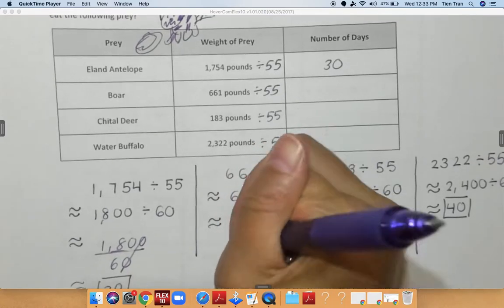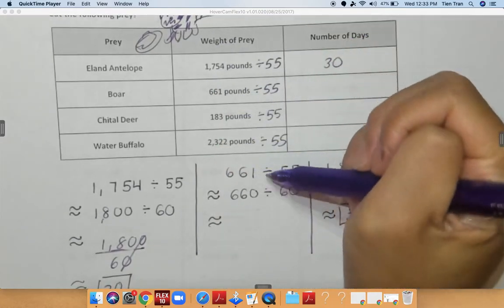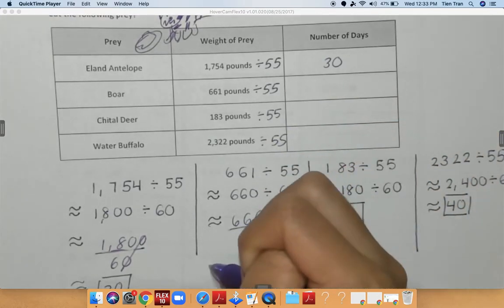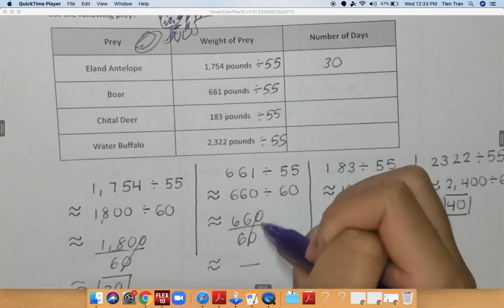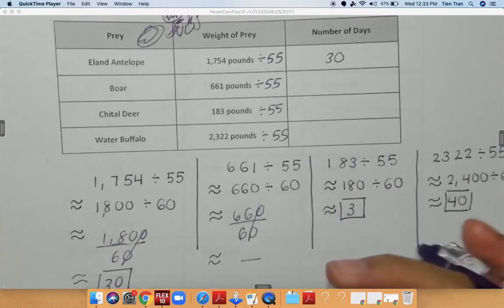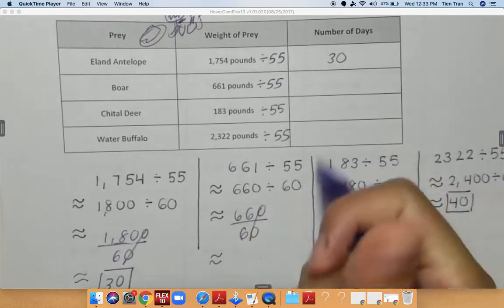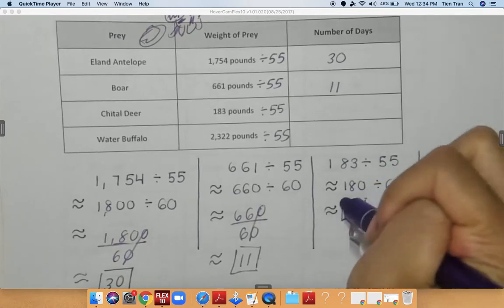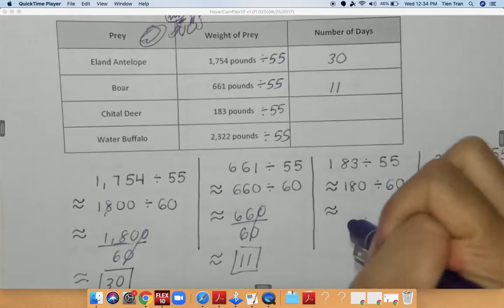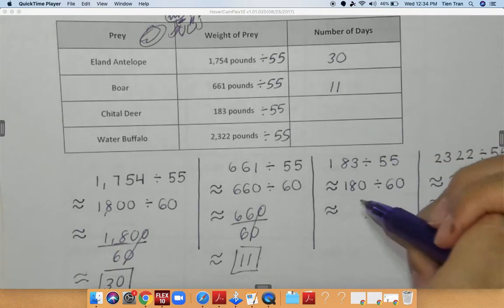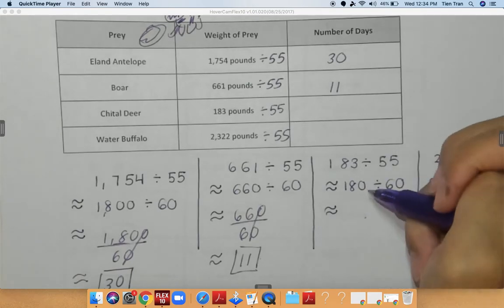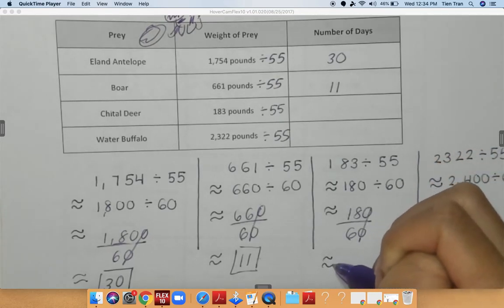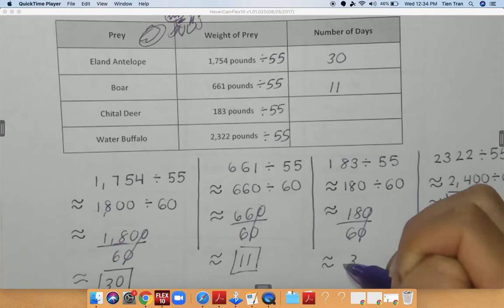Second one, I am rounding 661 pounds to 660 divided by 60. And when I'm looking at this, I know that 0 divided by 0 is equal to 0, so I don't have to write that down. 66 divided by 6 is equal to 11. So I'm writing down 11. For the next one, I have 183 divided by 55. 183 can be rounded to 180. 55 can be rounded to 60. 180 divided by 60. 0 divided by 0 is equal to 0. 18 divided by 6 is equal to 3.